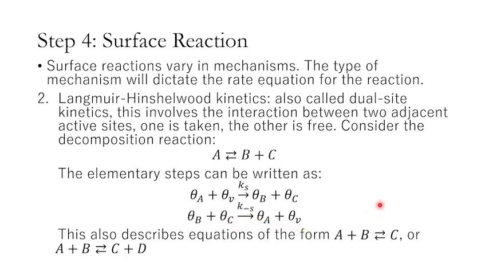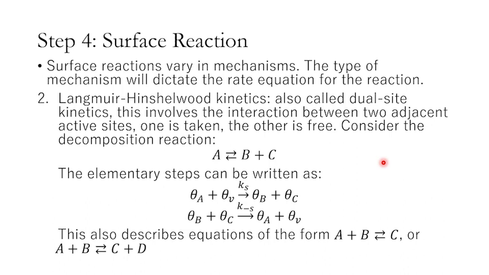The Langmuir-Hinshelwood kinetics also describes reactions of the form A plus B yields C or A plus B yields C plus D. Basically, any reaction with either two reactants, two products, or both two reactants and two products can make use of the Langmuir-Hinshelwood kinetics.